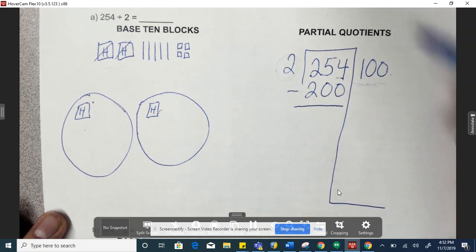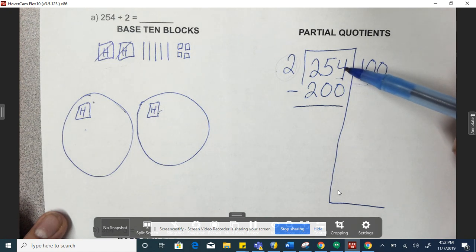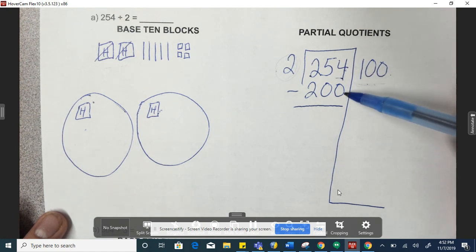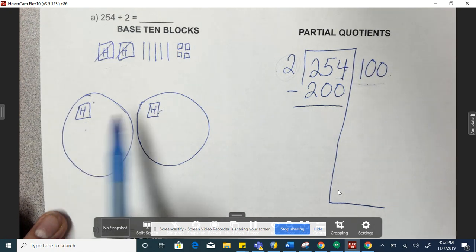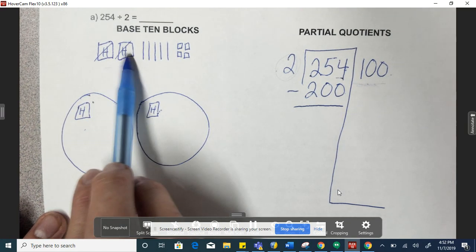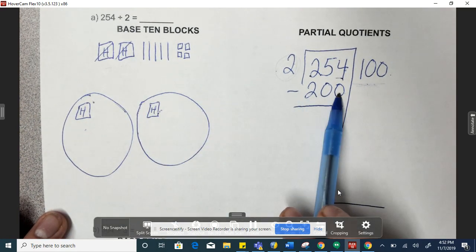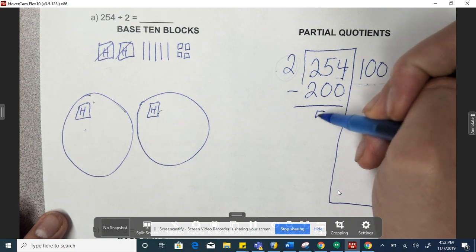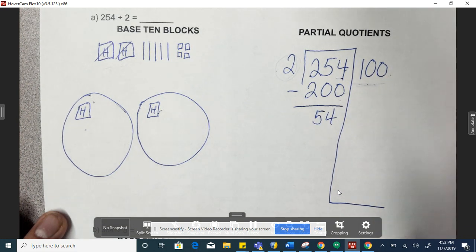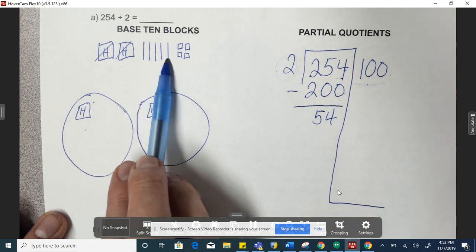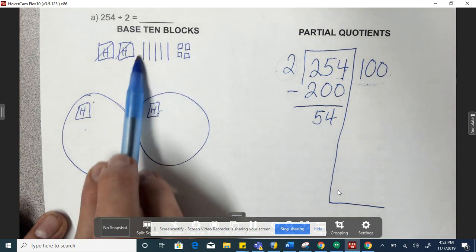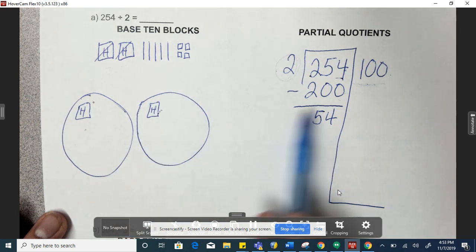We subtract because 254 is the total amount we started with. 200 is the amount that we've distributed so far. So just like we crossed out 200 here, we're subtracting 200. We have 54 worms left over. If you see here, we have 5 tens and 4 ones representing 54. So far we're the same.